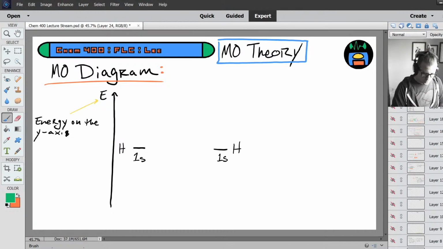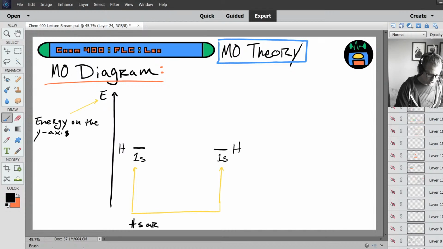These two lines represent the hydrogens. These H's are too far apart to bond. They're too far from each other to bond. That's what's going on right here. They're too far.